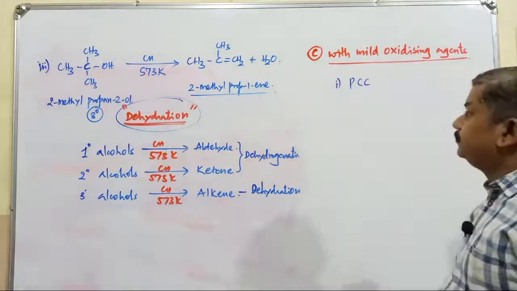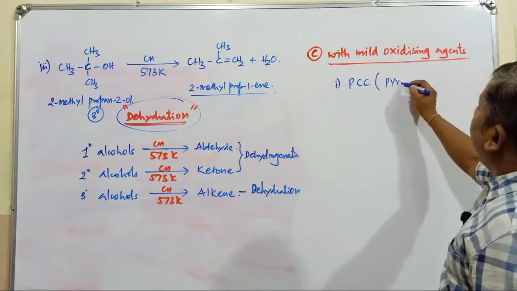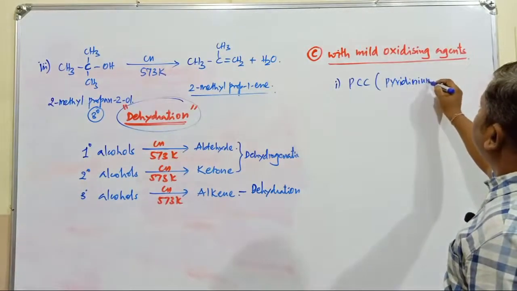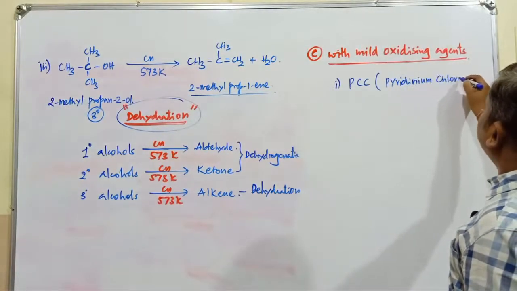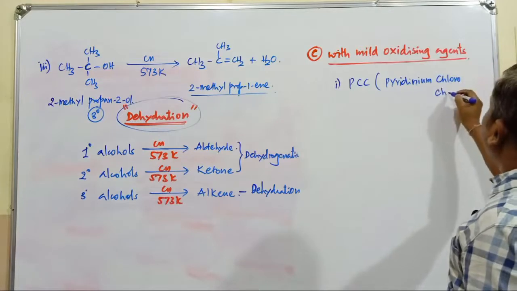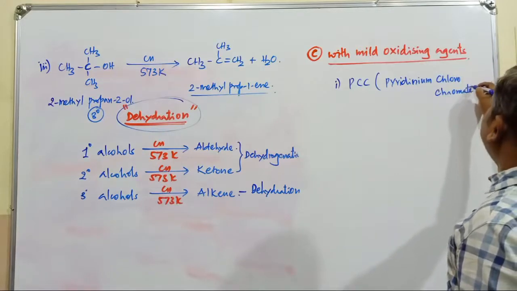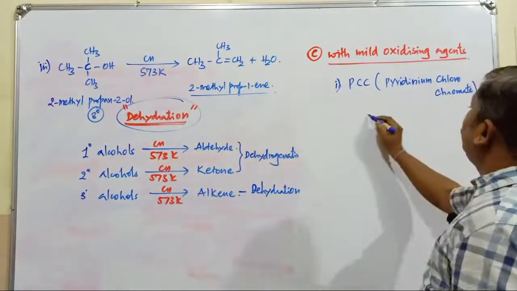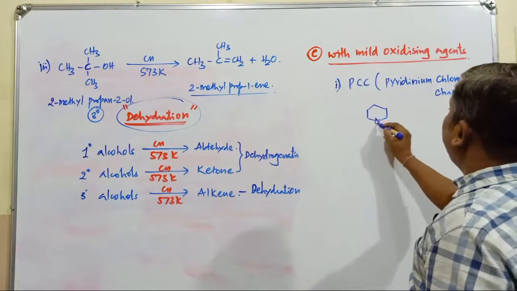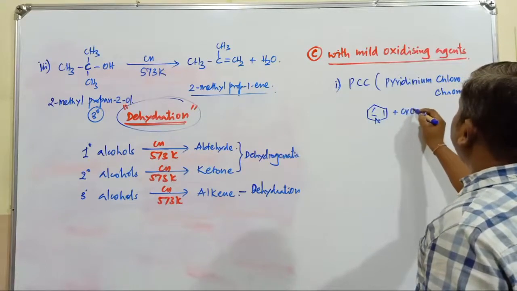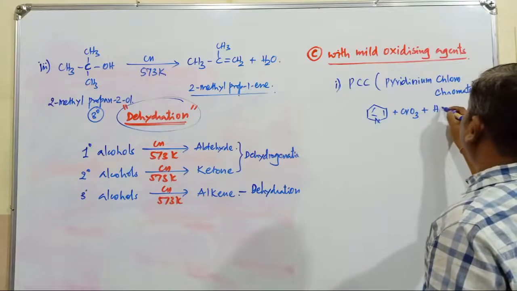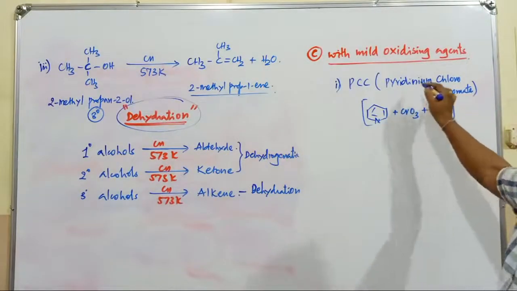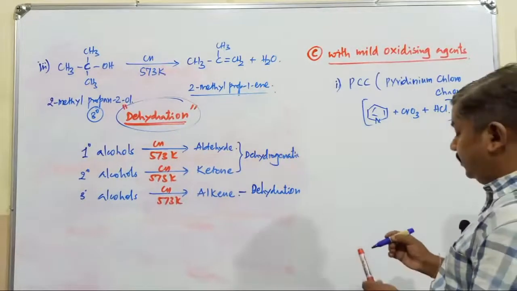PCC. It is pyridinium chlorochromate. Pyridinium chlorochromate means pyridine compound is there plus CrO3 plus HCl. Pyridine plus CrO3 plus HCl, this mixture is pyridinium chlorochromate.